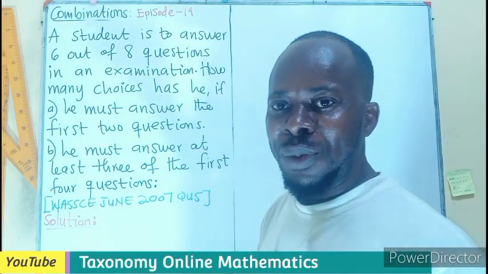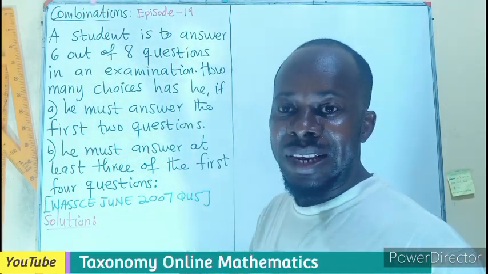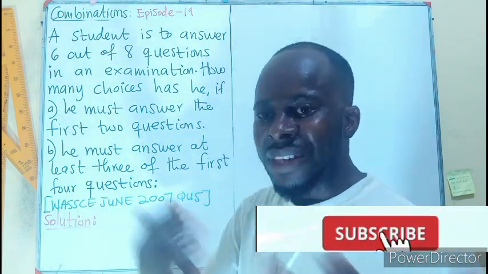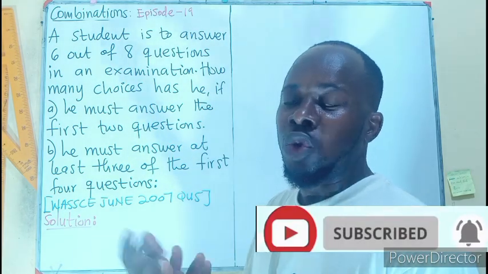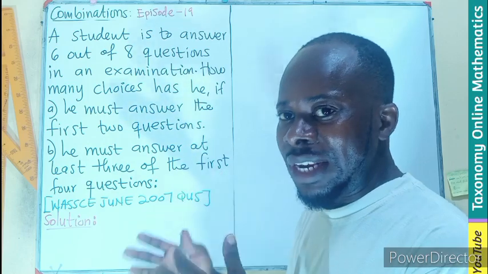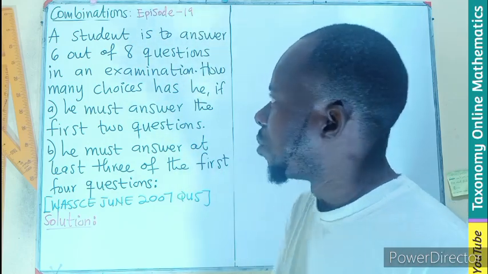Let's see the situation whereby you are faced with an examination and you are given instructions on the number of questions to answer, and from which sections to answer them. So you want to find out how many possible choices you'll be faced with. This can also be applied using combination. So this is episode 19 in the series on combination.